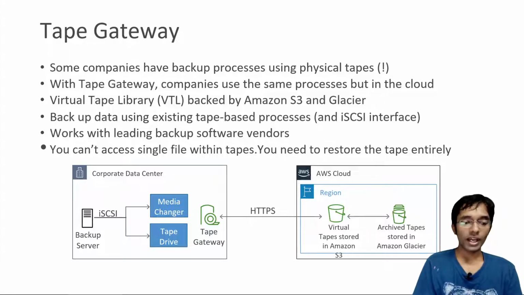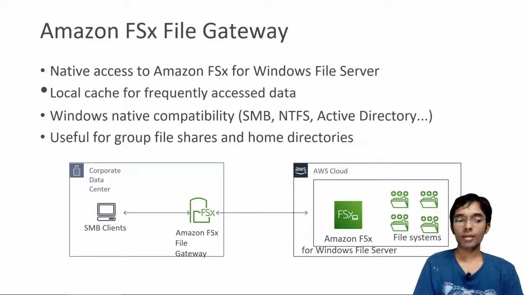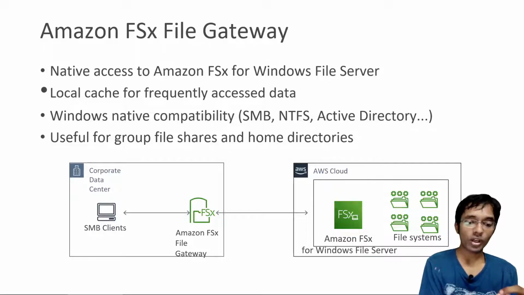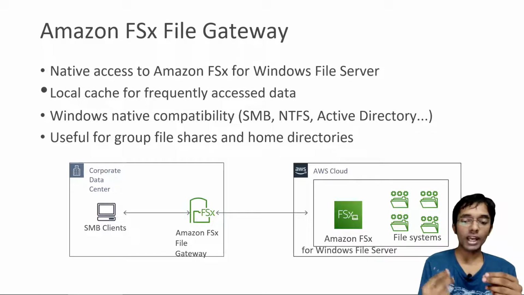And finally, we have Amazon FSx File Gateway, which gives you native access to Amazon FSx for Windows File Server. Remember this: it has a local cache for frequently accessed data, and it has Windows native compatibility over the SMB protocol.